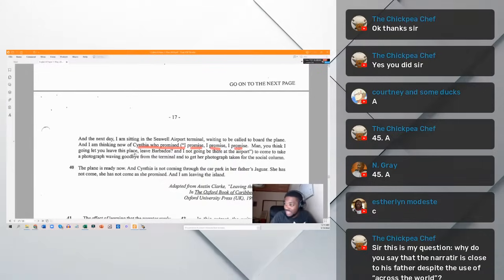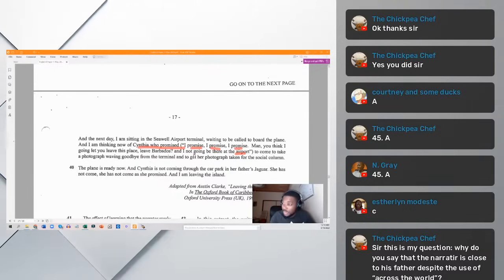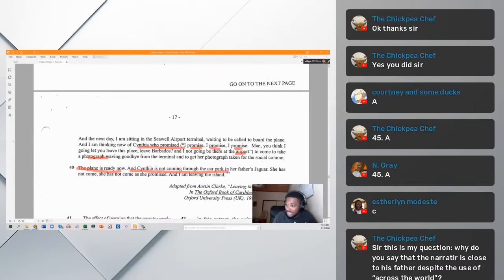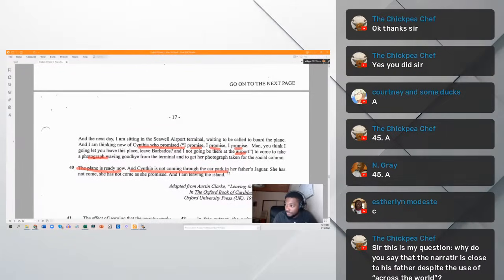Man, you think I'm going to let you leave this place, leave Barbados, and I'm not going to be there at the airport? So she promised to be here at the airport with him. She promised that, of course, they were in love, they were probably in a good mood. She made this promise. She promised to take a photograph with him. But no, at the very end, what happens? The plane is ready, the speaker is about to move, and Cynthia is not coming through the car park. She has not come as she promised.